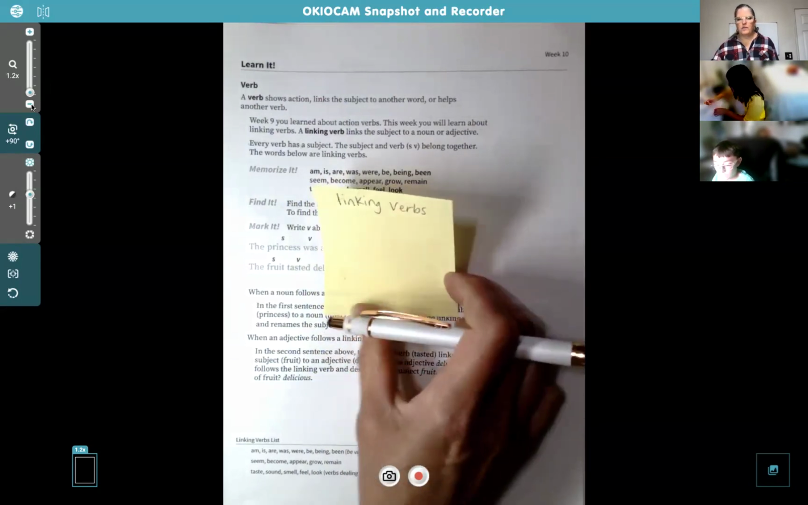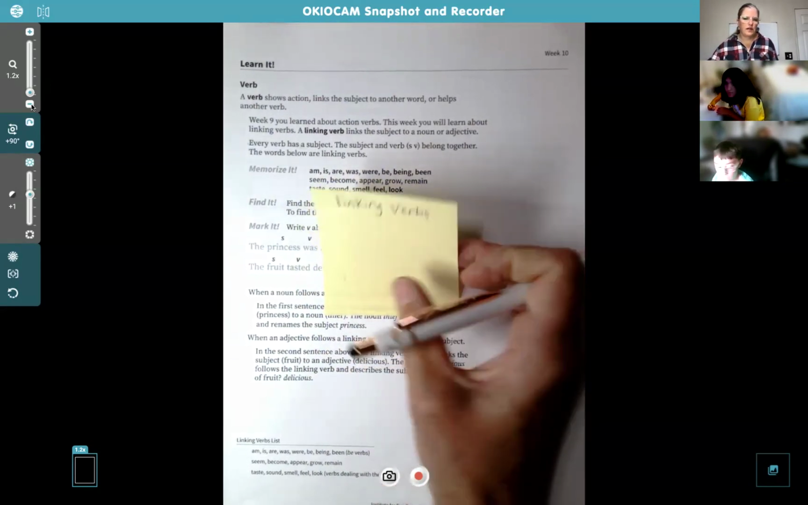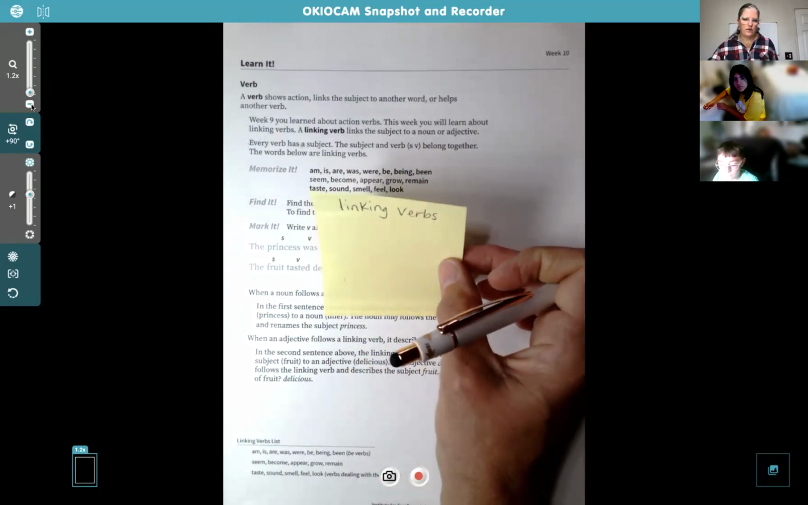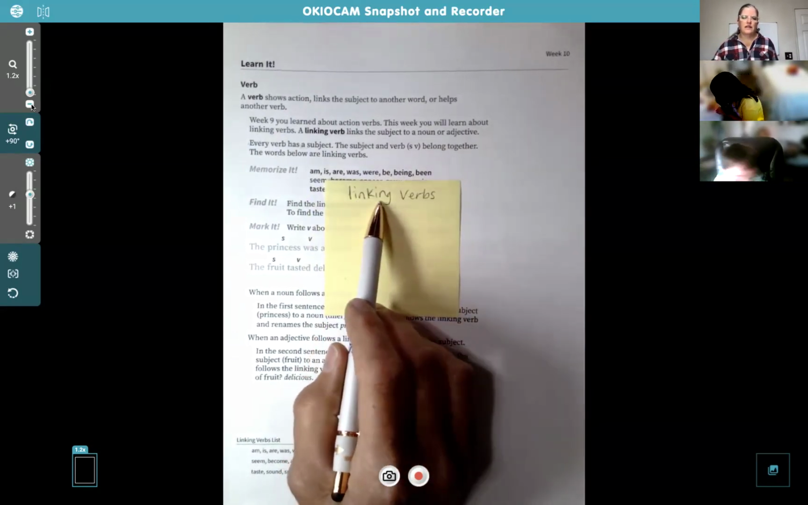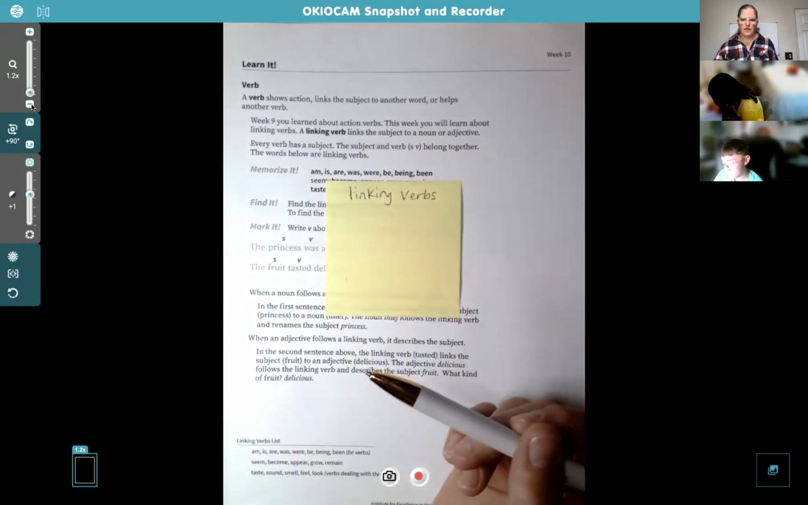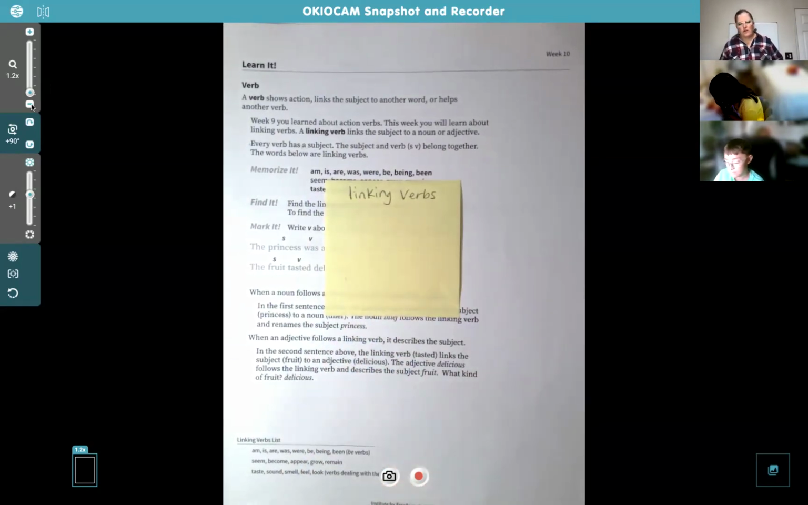And if you stick it upside down, take off one and put it upside down so the sticky part is down and then the loose part is up, and write the words linking verbs. Okay. So that's what we're going to talk about today. And these are verbs that you're going to start labeling in this book from now on.